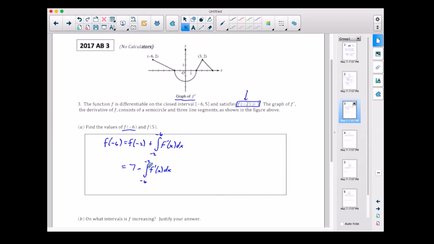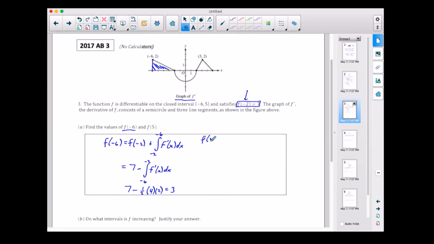So this is kind of like the problem. We're trying to find the integral of f prime, and the integral of f prime is simply the area between the graph and the x-axis. So from -6 to -2 is just this region right here, which is a triangle, 1/2 base times height, and the base here is 4, and the height is 2. And so our answer here, we can just leave it like that. The f of -6 is just 7 minus 1/2 times 4 times 2. You're welcome to leave it like this. If you want to simplify it, you end up getting 3.